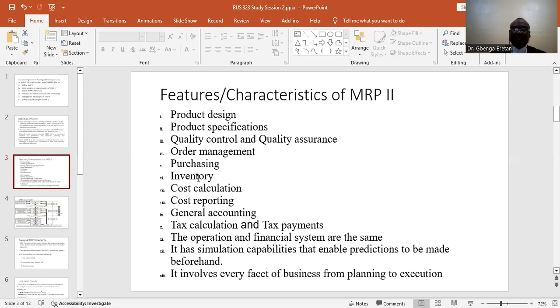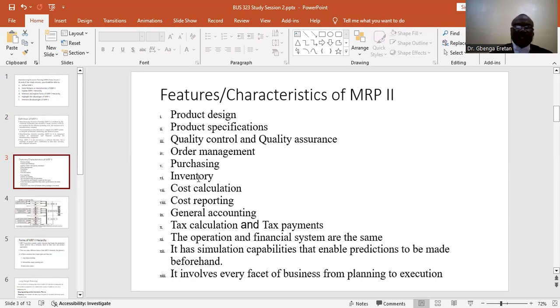Number 1, product design. The product design has to be done by human skill and in collaboration with the computer skill in order for us to know what type of materials are needed for a particular product design. Then product specification, the type of products that need to be produced also need to be specified. Number 3, we look at quality control and quality assurance. Quality control is to compare the actual standard with the expected standard, and quality assurance will ensure that the expected standard is always maintained.